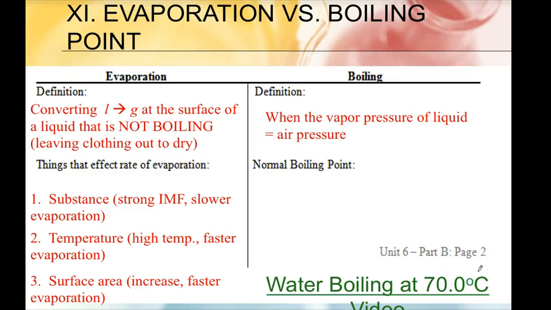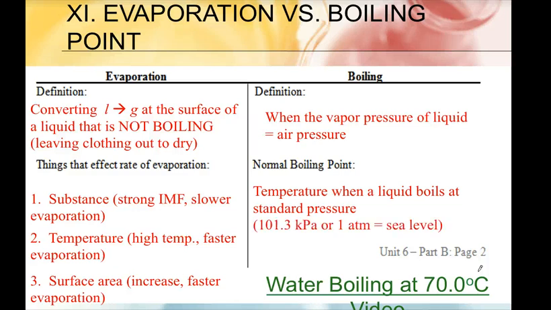Boiling is when the vapor pressure of the liquid equals the air pressure pushing down. Normal boiling point is the temperature that a liquid boils at standard pressure. And just to save time, I'm not going to go to this video here. And that's normal pressure. That value is listed on your reference tables.